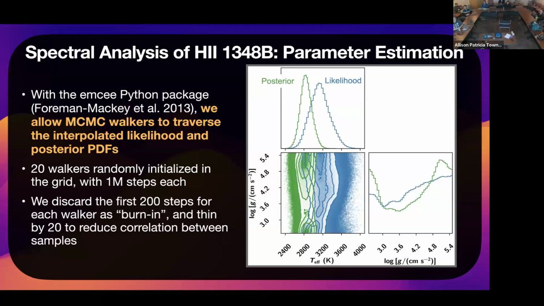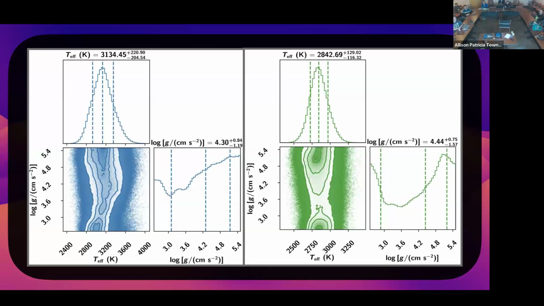Now, actually estimating parameter values from the likelihoods and posterior distributions that I showed earlier, we did an MCMC analysis, 20 different walkers, each taking 1 million steps and discarding some burn-in. And the marginal distributions are shown here in the diagonals of this corner plot. And we also see the bimodal 2D distributions in the corner there. So maximum likelihood, or just likelihood estimation on the left, and the posterior estimation on the right.